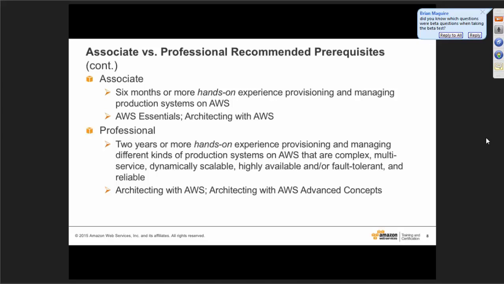Did you know which questions were beta when taking the beta test? No, I did not. I had a guess, but not really. We try not to make them super gotcha questions about new services. They have to go through a pretty heavy vetting process before they become questions on the tests. Is there a security specific certification? Yes, there is now, I believe.